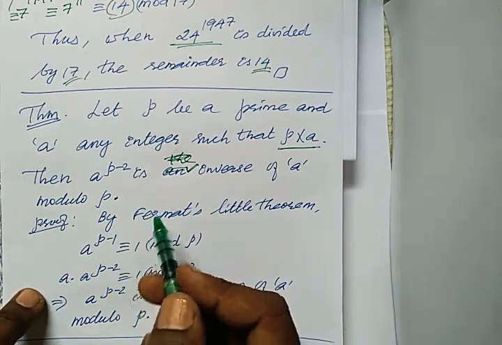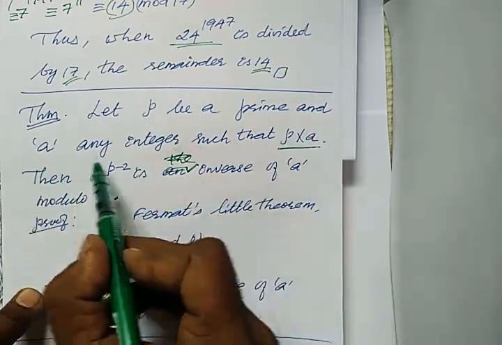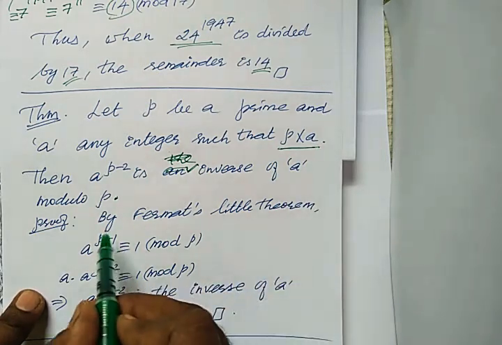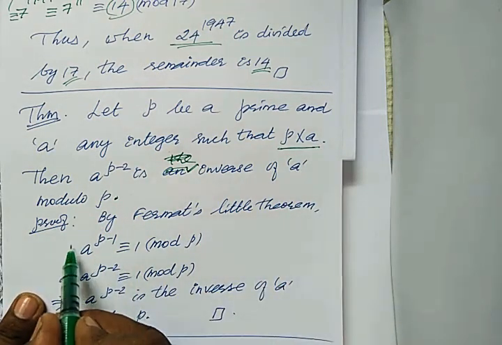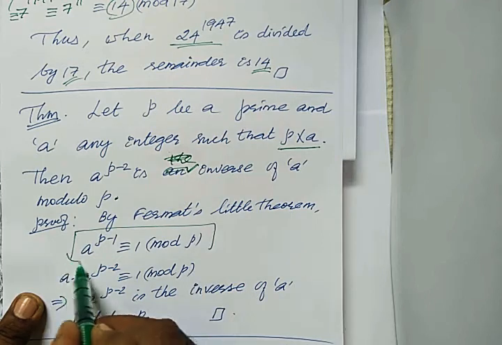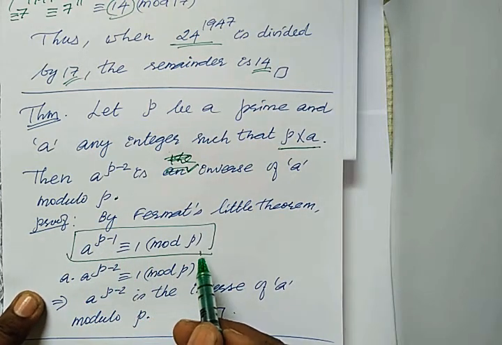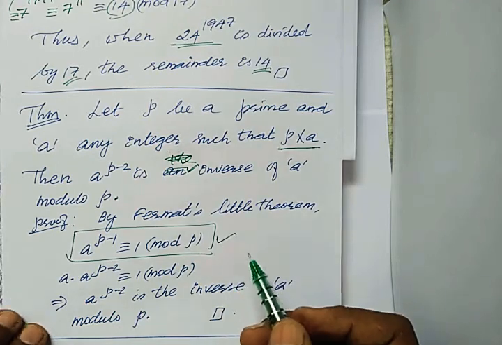Let P be a prime number and A be any integer such that P does not divide A. So by Fermat's little theorem, we get this immediately: A to the power P minus 1 is congruent to 1 modulo P. This is Fermat's theorem, right?